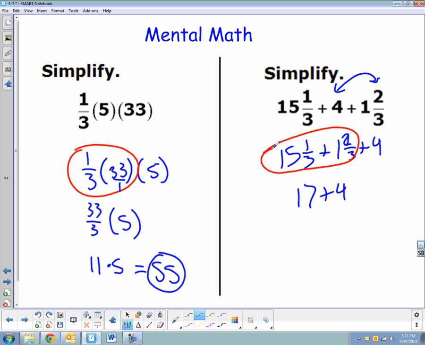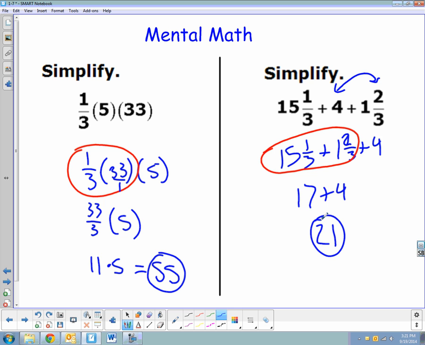See how the 15 and 1/3 and the 1 and 2/3, they combined really well together. That worked out into a nice clean number. So rather than doing 15 and 1/3 plus 4 and getting another fraction, we did 15 and 1/3 plus 1 and 2/3 and got a nice clean number of 17. And then when we add those together, our answer is 21.